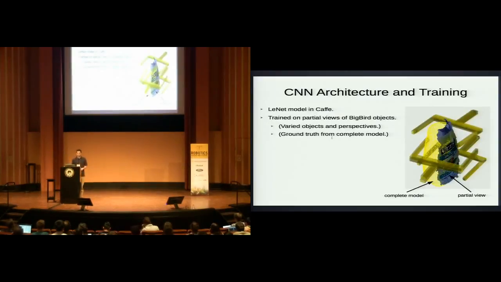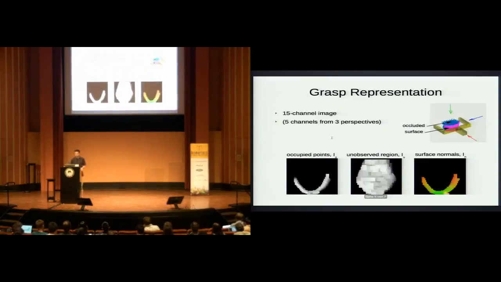So we use the LeNet model in Caffe, and we train using the BigBIRD data set. And to get a lot of data out of this, there are only 55 objects that we use. We vary the perspectives, and on each perspective, there are a lot of samples that can be more or less automatically labeled as antipodal grasps or not. And we get the ground truth from the full mesh. This comes with BigBIRD. So the representation we use is basically this 15-channel image.